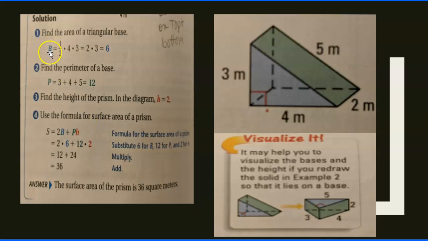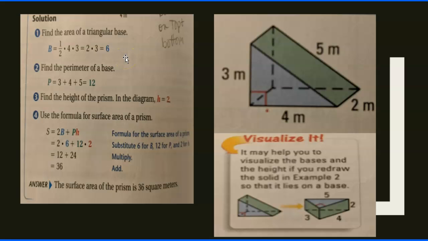So in order to find the base, now that we know we're dealing with a triangle here, it is 1/2 times 4, this side, and 3. Ignore 2 for a moment. So 1/2 of 4 is 2, times the 3 is 6. So there we have our triangular base.